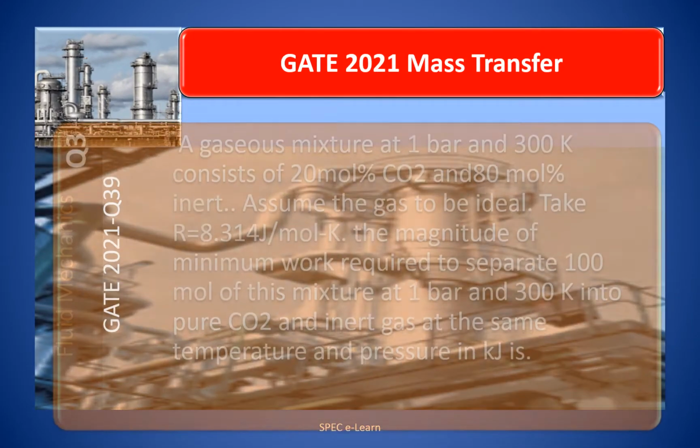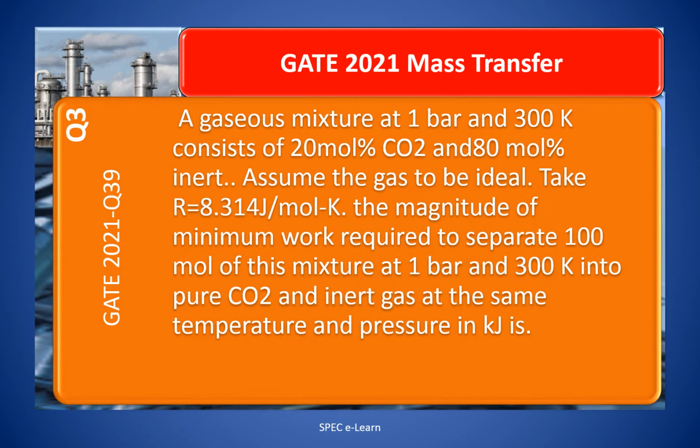GATE 2021 question number 39. A gaseous mixture at 1 bar pressure and 300 Kelvin consists of 20 mole percent CO2 and 80 mole percent inert. Assume the gas to be ideal.